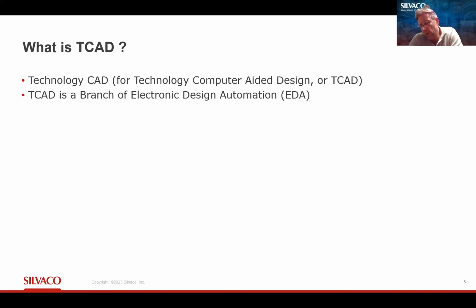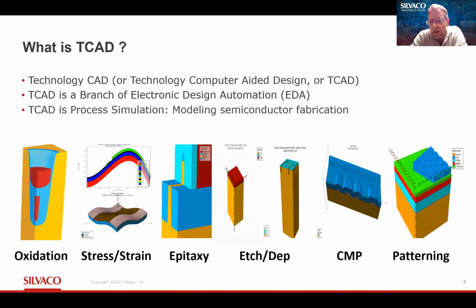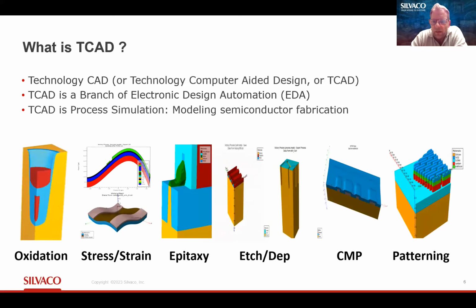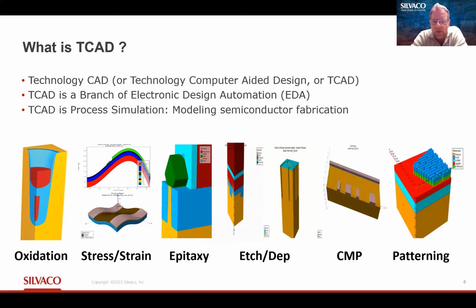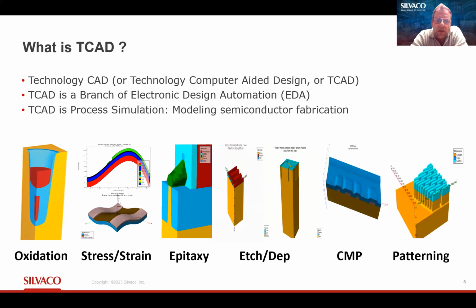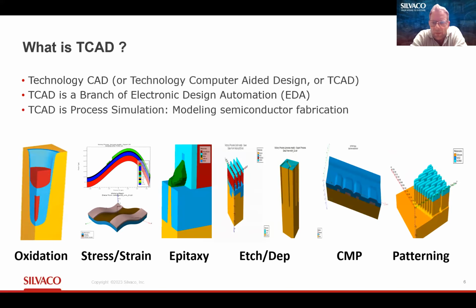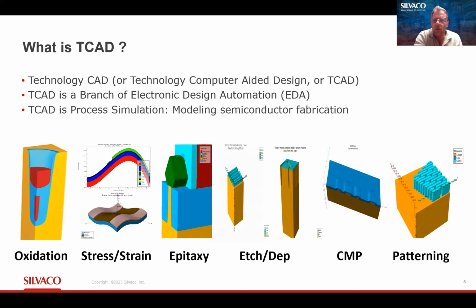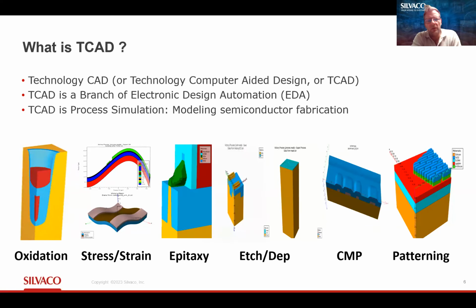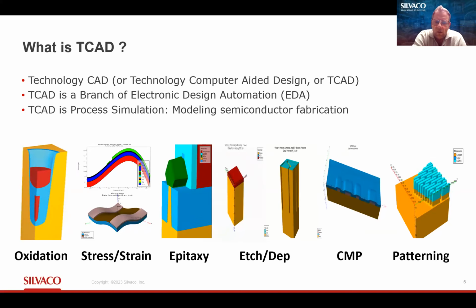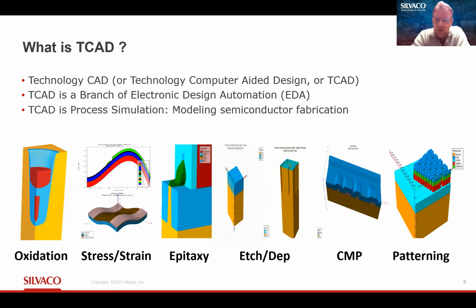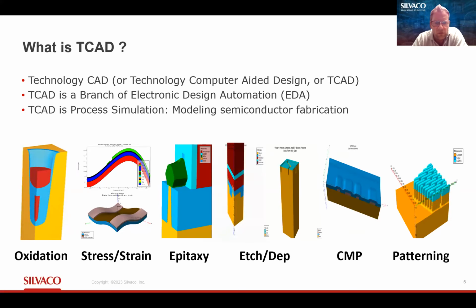Okay, so let's jump to the main topic for today. What is TCAD? TCAD stands for Technology Computer Aided Design. TCAD is a branch of EDA, commonly named Electronic Design Automation. But really, TCAD is two things. The first one is process simulation. The second one is device simulation. Process simulation is typically the ability to model semiconductor fabrication. It can be seen also as a virtual wafer fab, allowing engineers to simulate every single step happening in a fab, like oxidation, etching and deposition, epitaxy, CMP, diffusion. Combining all of those steps together, we allow the engineer to simulate the fabrication of any device, part of mature or advanced technology nodes.